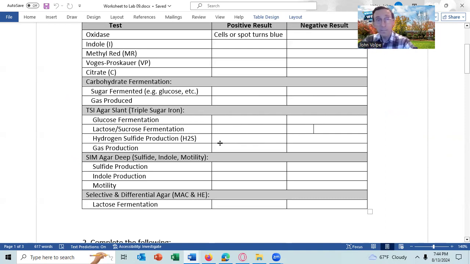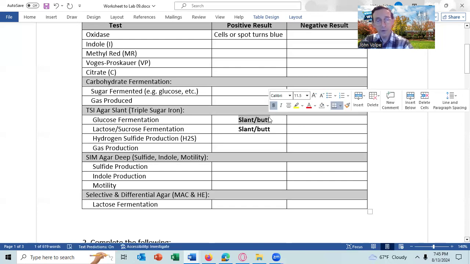I'm going to warn you here: for the glucose fermentation and the lactose and sucrose fermentation, you need to state both the slant fermentation over the butt fermentation. Okay? If you only have one, you will only get partial credit. So tell me both the slant over the butt, and here also the slant over the butt. The negative result should be the same, slant over the butt.